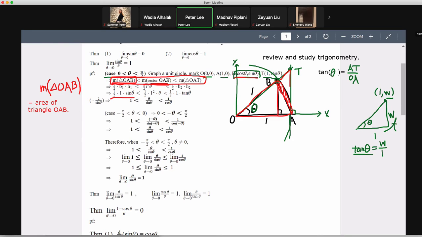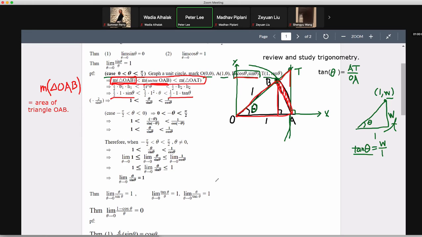And then what is the area of the sector OAB? That will be half times r squared theta. So that's half times 1 squared, since the radius is 1, and then theta is theta right there. And now what is the area of the triangle OAT? OAT is half times base times height, half times 1. 1 is the base, and then times height is tangent theta.